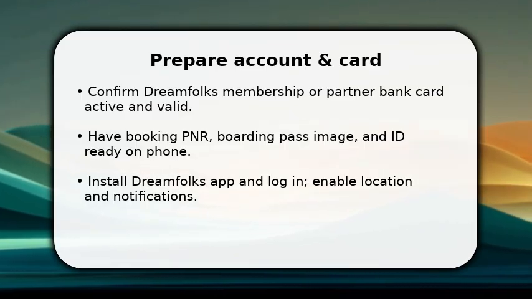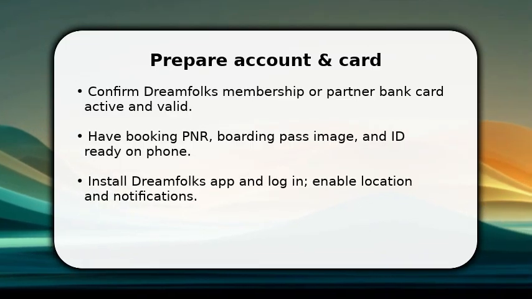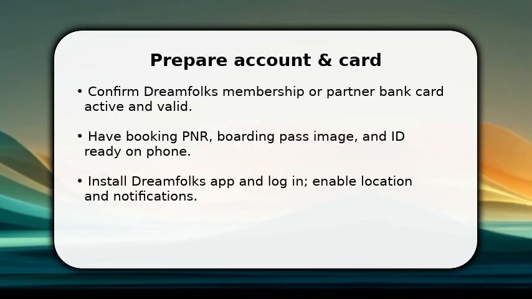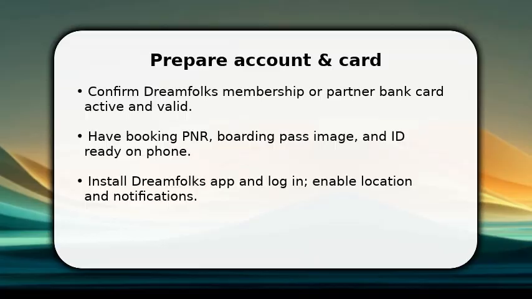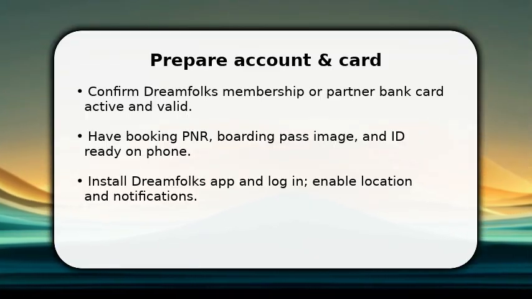Next, locate your flight PNR and capture a clear boarding pass photo. Now tap the lounge access section and choose your airport. These initial steps unlock the pathway. Act now so you don't lose access windows or hit verification delays.